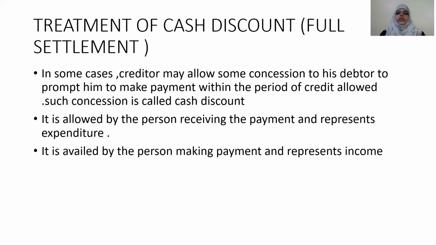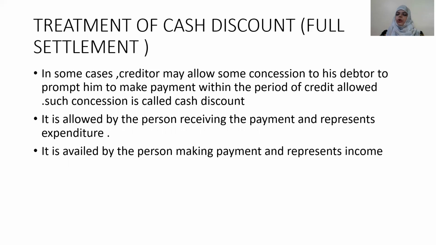Moving ahead, treatment of cash discount, full settlements. Now this is different from the trade discount part. Cash discount and trade discount are not the same. Trade discount is a different part and cash discount is a separate part. In some cases, credit may be allowed. Creditors may allow some concession to their debtor to prompt him to make his payment within the period of credit allowed. Such concession is called cash discount.